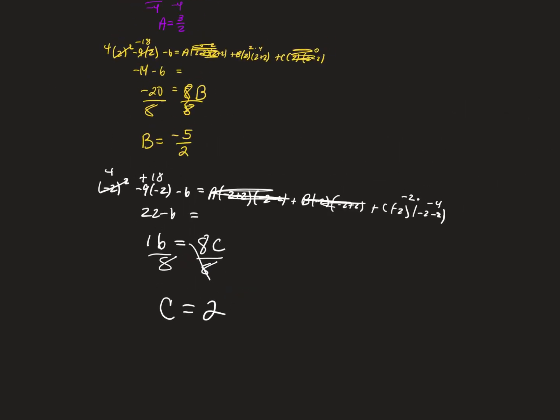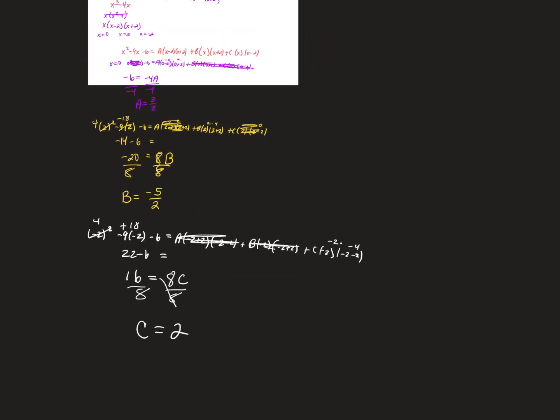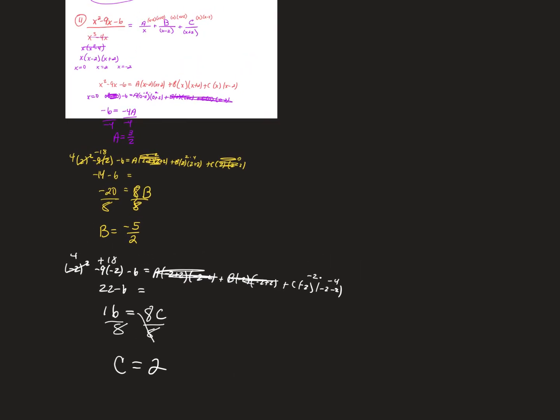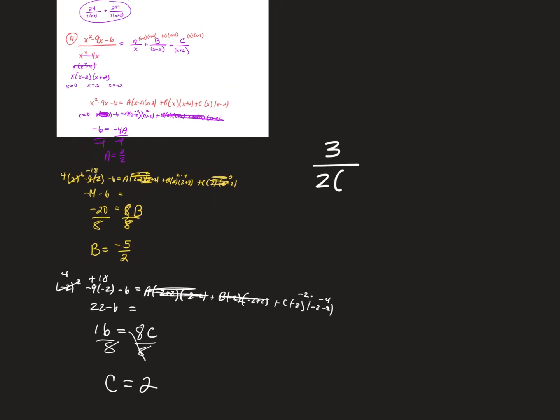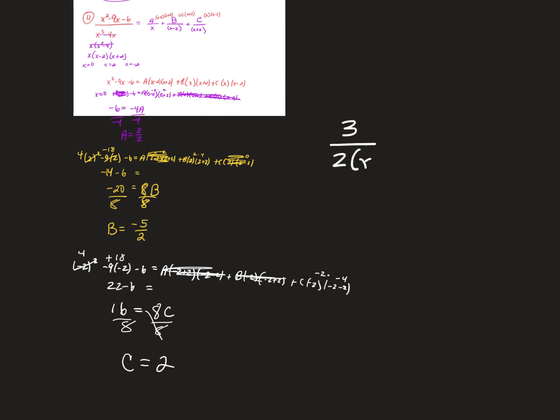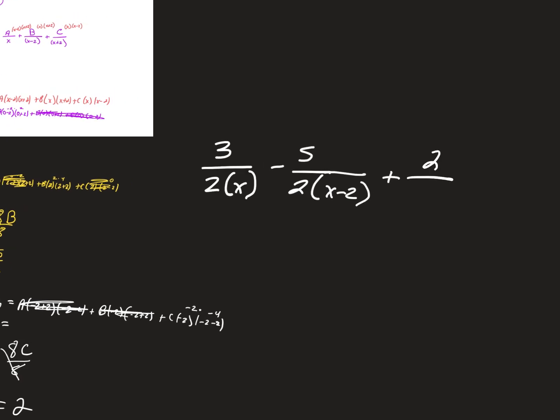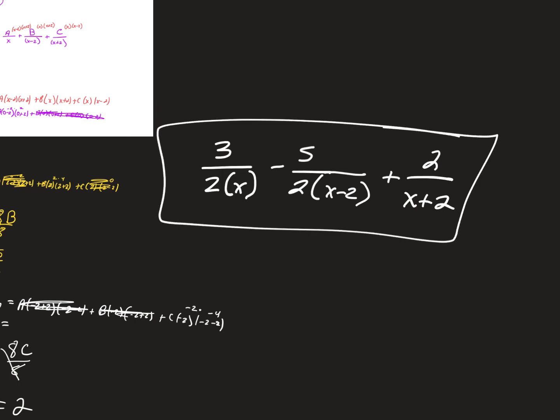All right, let's write our answer real quick, and then I'll finish the last one on the video. All right, guys, we have A is 3 over 2, B is negative 5 over 2, and C is 2. So I'm going to say 3 over 2, what was my A? X. Minus 5 over 2, and what was the second denominator? X minus 2. And then I have plus 2 over x plus 2. That was a long one.